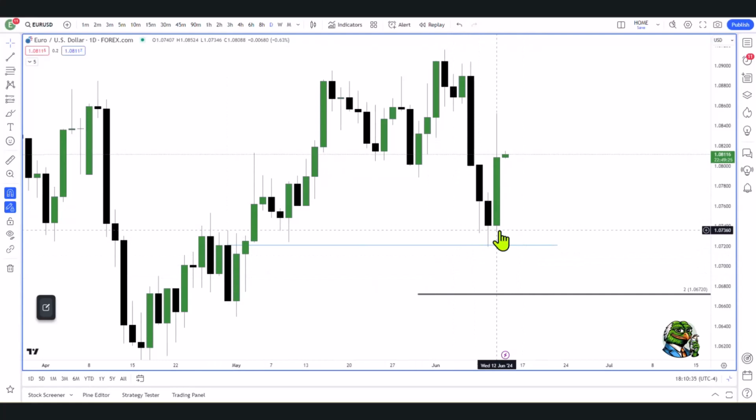Now, I'm still bearish on the euro. I don't believe that the lows are in, and I believe we are headed lower. This is the next draw, under this daily candle. That is the target, in my opinion, which comes in at 106.720.